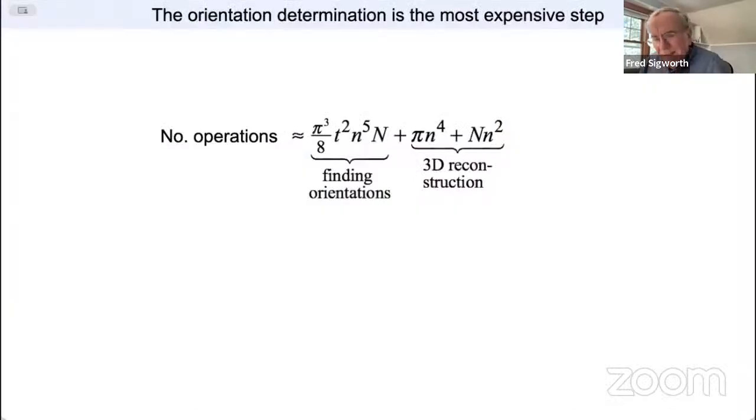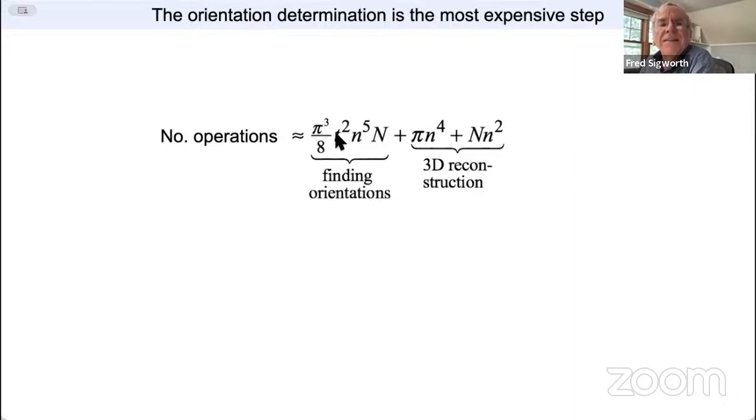Now, this evaluation of the gamma function is ridiculously expensive. So this is the orientation determination. This is the 3D reconstruction. N is the number of pixels on a side of each image, and big N is the number of images. And you can see that the really awful part is that finding the orientations goes as the 5th power of the number of pixels on a side of an image.